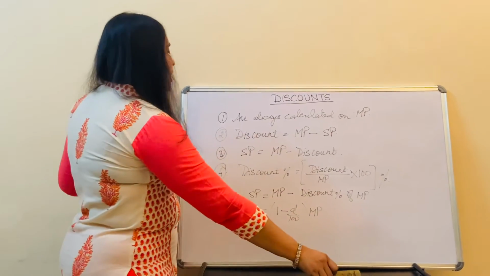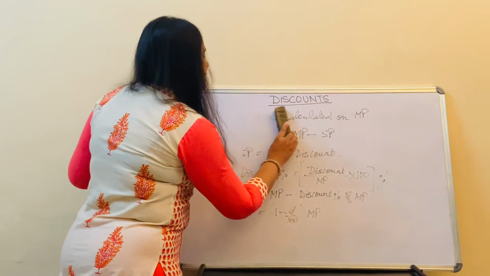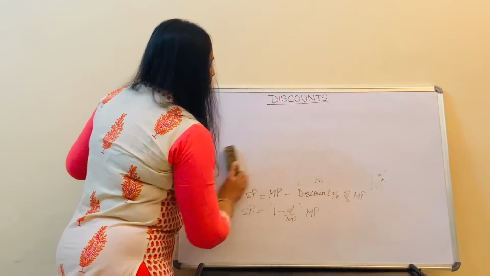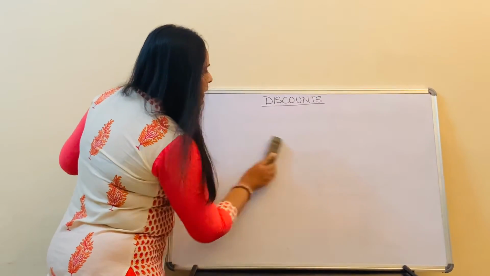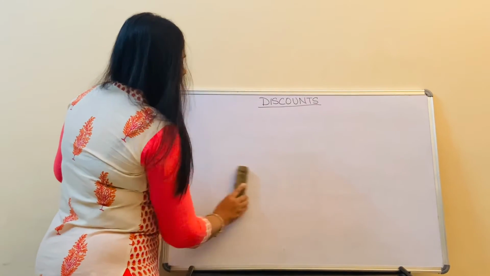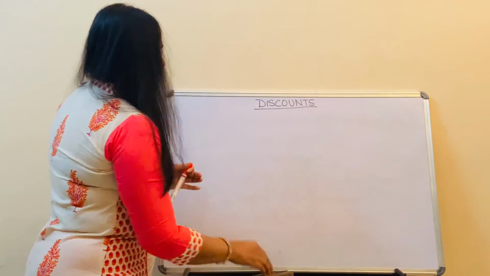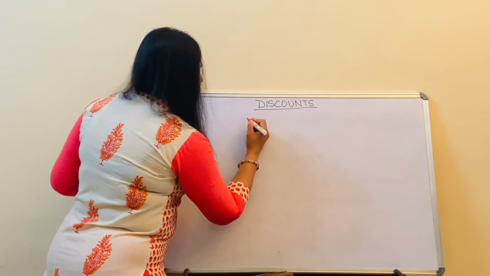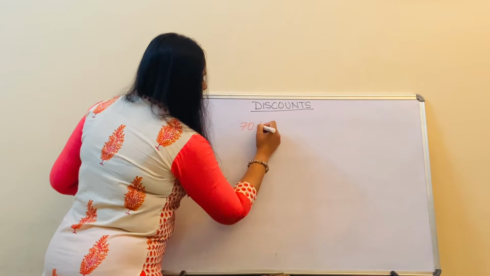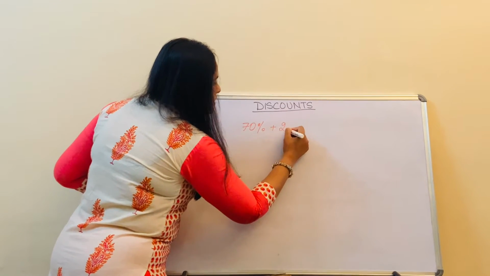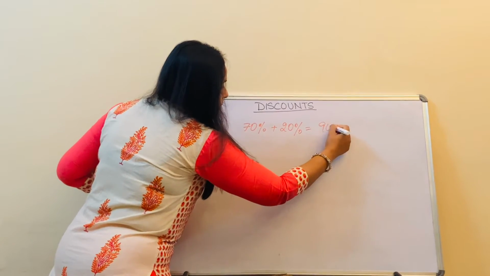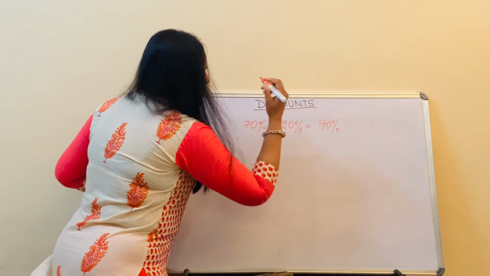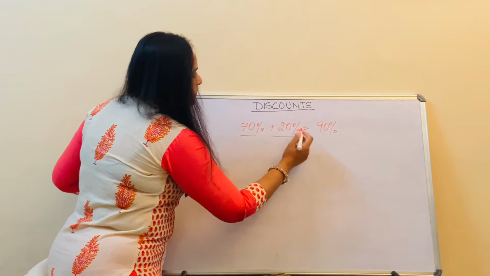So why is he offering 2 discounts? Why not a single discount offered by the shopkeeper? Can we calculate these 2 discounts simultaneously? Oh yes. The thing is, we don't have to add them up. It means 70% plus 20% discount offered by the shopkeeper does not make it 90%. We have to calculate them separately.